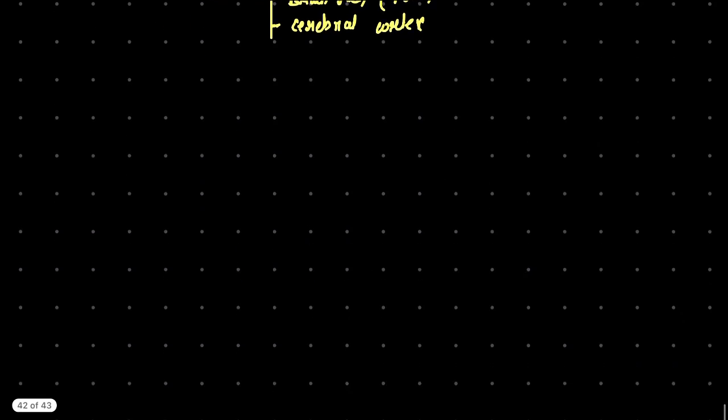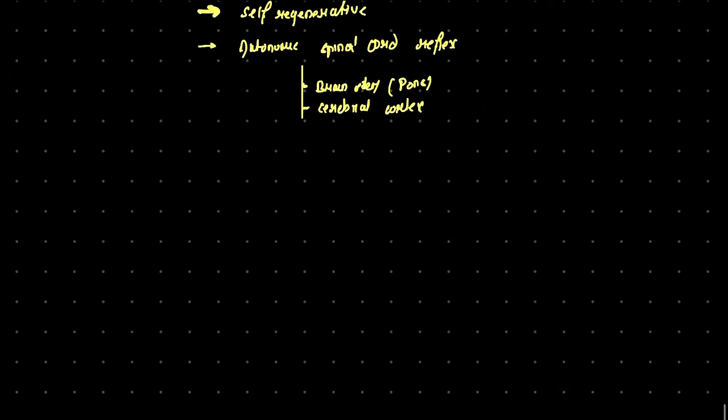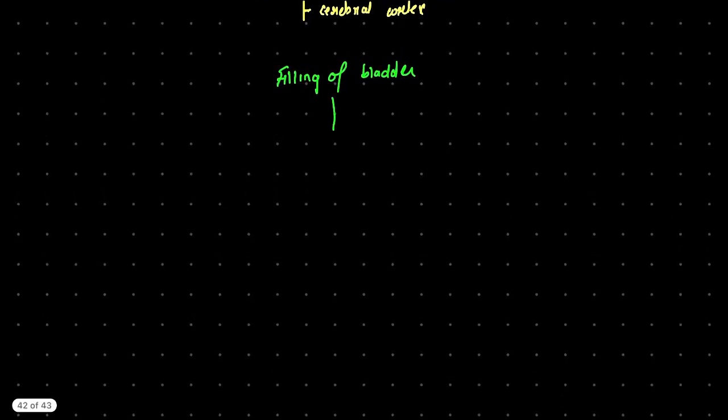Now let's move toward the flow chart. Talking about the flow chart, there is a feeling of bladder fullness. As we said at the time of innervation of the urinary bladder, the sensory stretch receptors are there, and the feeling of bladder fullness will cause sensory stretch receptor activation.